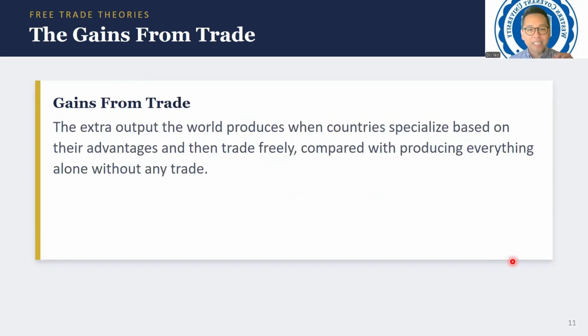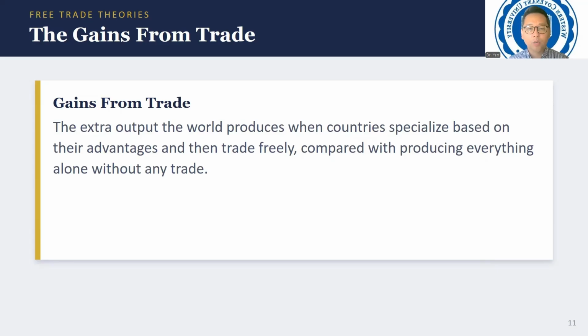So this idea leads us to an important term, the gains from trade. The gains from trade are the extra output the world produces when countries specialize and then trade, compared to a world where every country tries to produce everything alone.